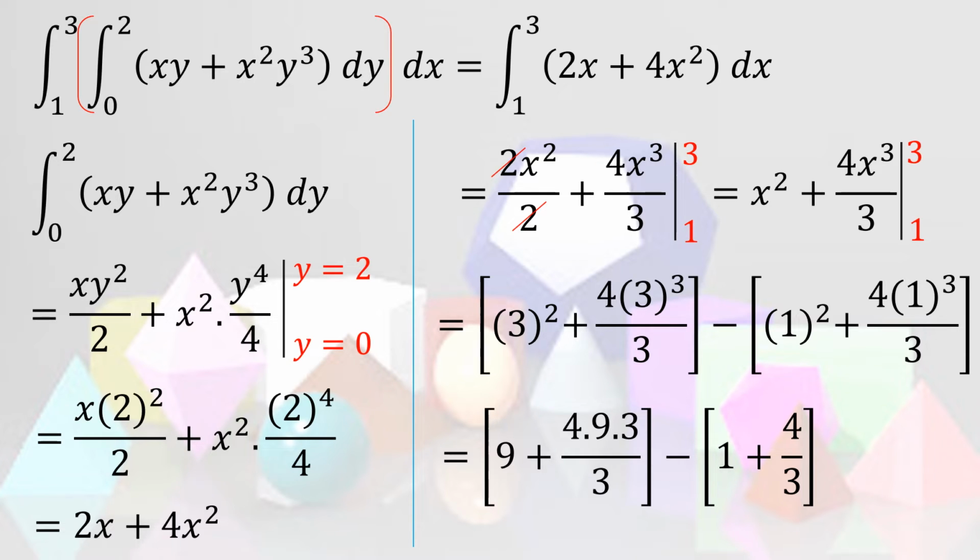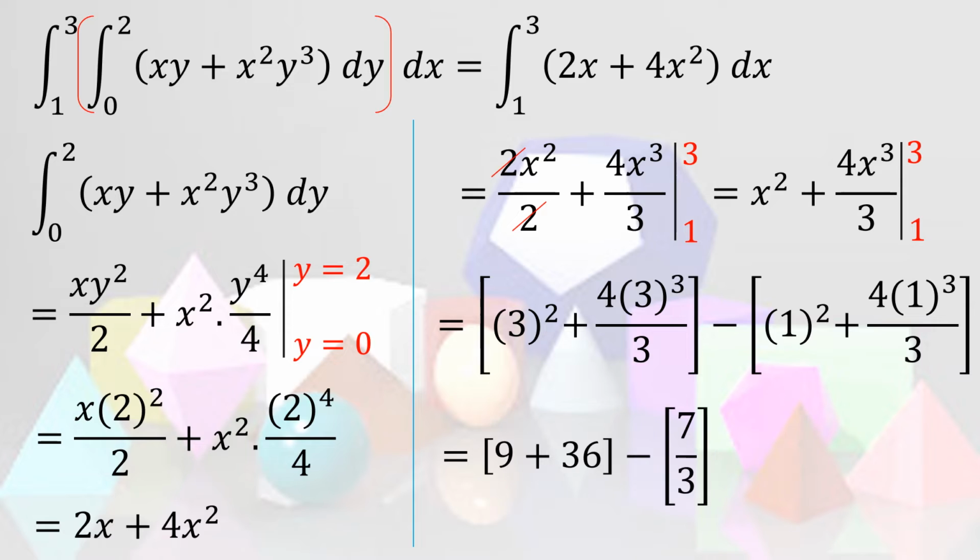And then we shall have 9 plus 36 minus 7 over 3 because 1 plus 4 over 3 is equal to 7 over 3. So 36 plus 9 is 45. So we will be getting 128 over 3. So 45 minus 7 over 3 equals 128 over 3.